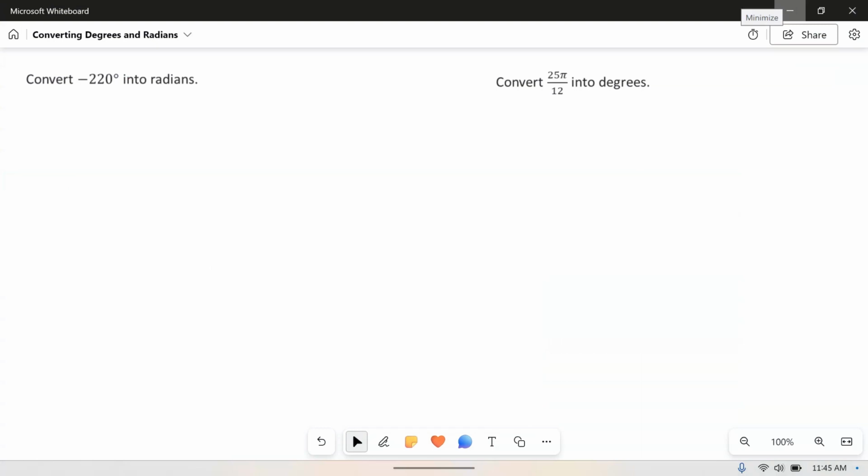Let's look at a couple examples of converting angle measure between degrees and radians. To do that, we want to first remember the relationship that 2 pi radians, a full revolution, is also equal to 360 degrees. And if we divide both of those by 2, we get that pi radians is equal to 180 degrees.